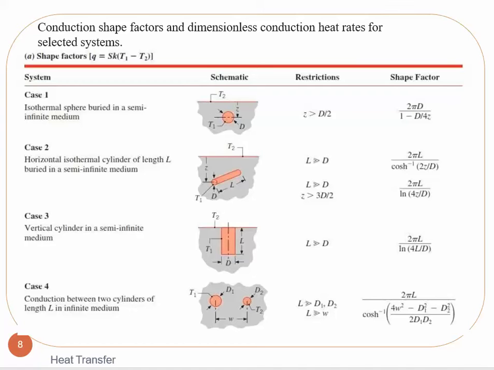In case 4, conduction between two cylinders of length L in an infinite medium, in which we have taken two cylinders. The distance between the two cylinders is W, the diameter of the first cylinder is D1, and the second cylinder diameter is D2, and the temperature for the first cylinder is T1 and for the second cylinder is T2. Now the restriction is that L is greater than D1 and D2, and simultaneously L is greater than W, where W is the distance between the two cylinders. The formula will be 2 pi L by cosh inverse of (4W square minus D1 square minus D2 square) by 2 D1 D2.